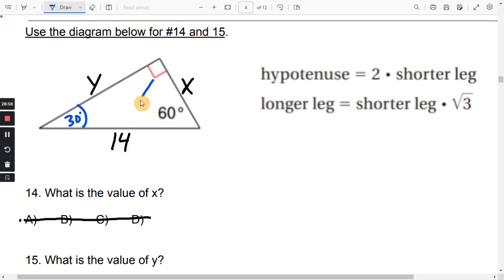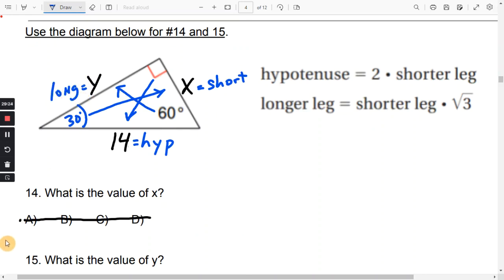Across from the right angle is always going to be your hypotenuse. And remember, the shorter side is across from the smaller angle. So across from the smallest angle, that's going to be your short side. And across from the bigger angle, other than 90, is going to be the long side. Now we just use the formula. You have to use the one that has the side length that's given. So since we're given hypotenuse, we need to use the one with hypotenuse in it.